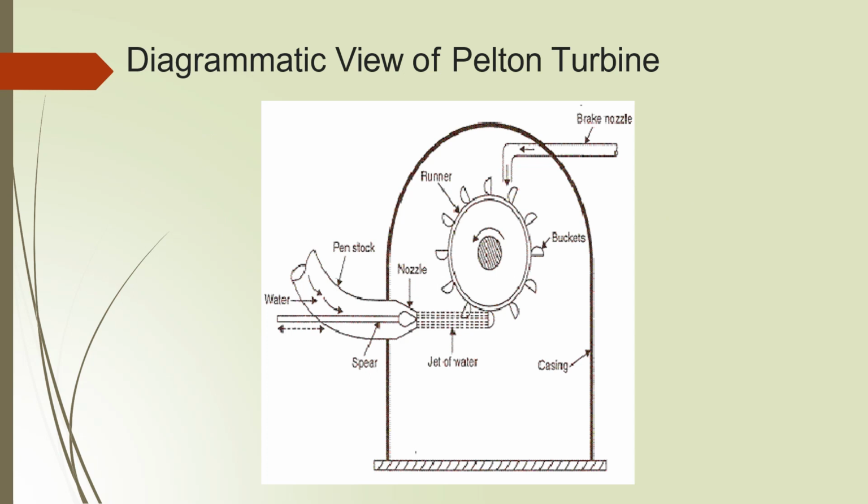A jet of water is made to impinge on the blades, which are evenly placed on the periphery of the runner. The casing is there, and you can see the braking nozzle also, which flows in the opposite direction and can stop the turbine when it is not to be used. So this is a simple diagrammatic view of a Pelton turbine or Pelton wheel.